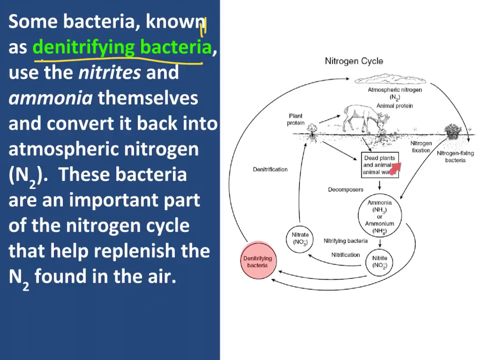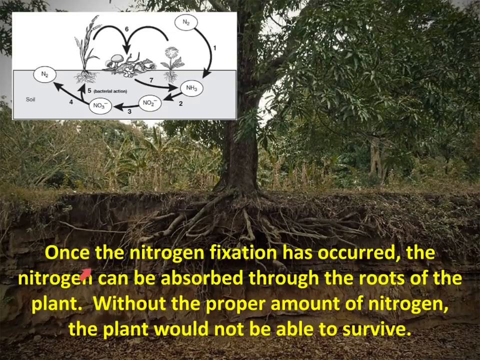You can see it in this diagram right here. So when nitrogen fixation occurs, that denitrifying bacteria will turn it back into that nitrogen gas. Once the nitrogen fixation has occurred, the nitrogen can be absorbed through the roots of the plant. Without the proper amount of nitrogen, the plant would not be able to survive. So on number 12, what part of the plant absorbs nitrogen from the soil? The answer is roots. That is number 12.